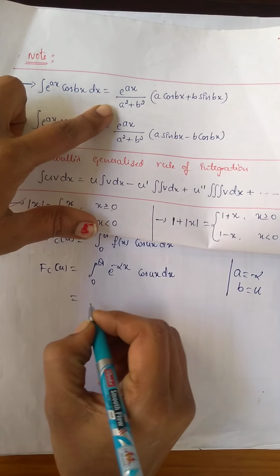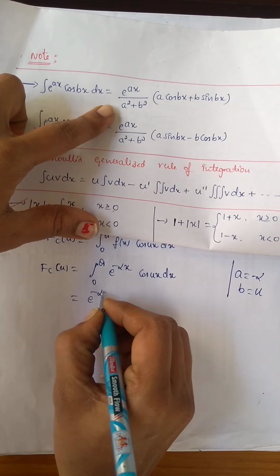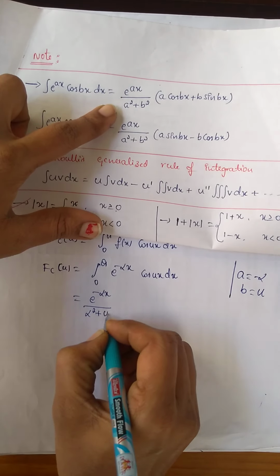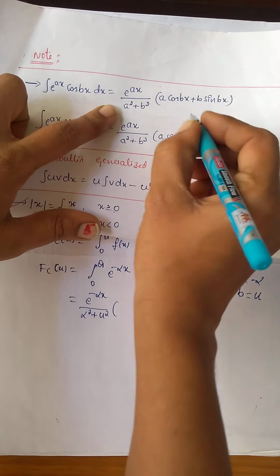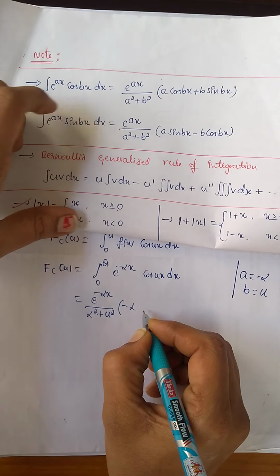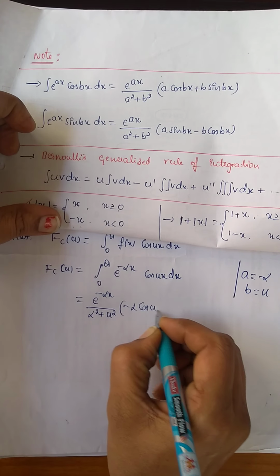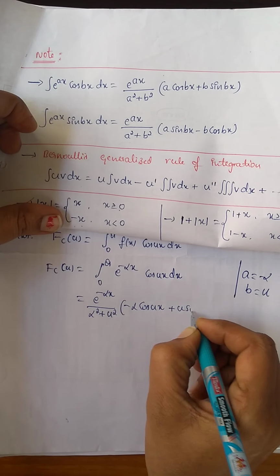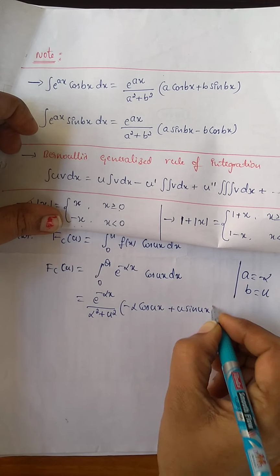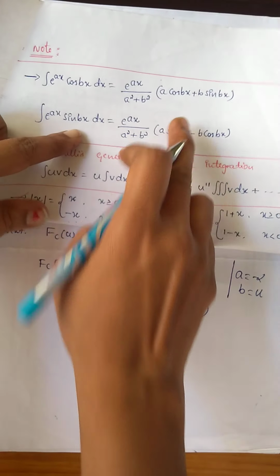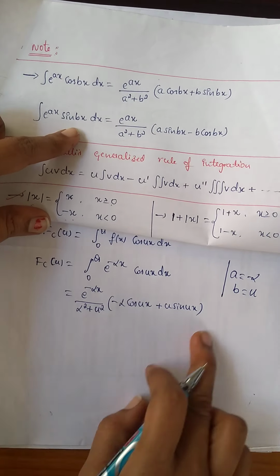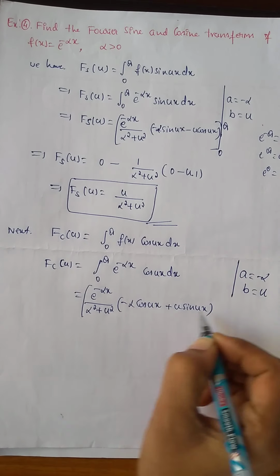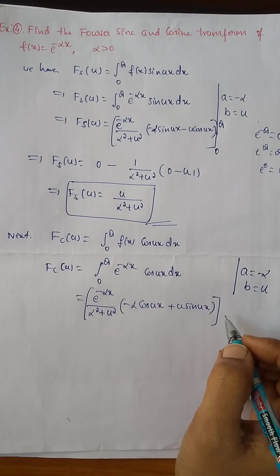So according to this formula, e to the power of minus alpha x, divided by a square plus b square, which is alpha square plus u square, times a cos bx, where a is minus alpha and b is u, so cos ux, plus b sin bx, where b is u, so u sin ux. Using this formula we get the integration of this term. Next, after integrating, we should apply the upper and lower limit.